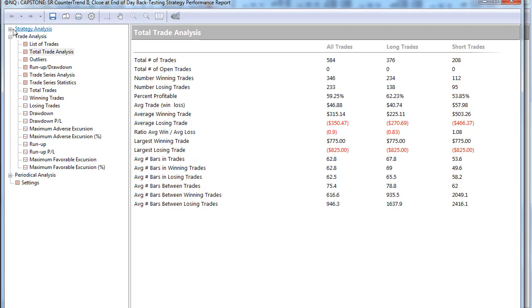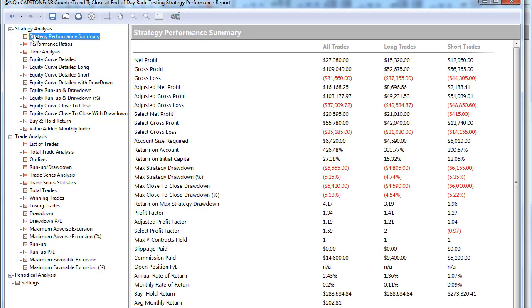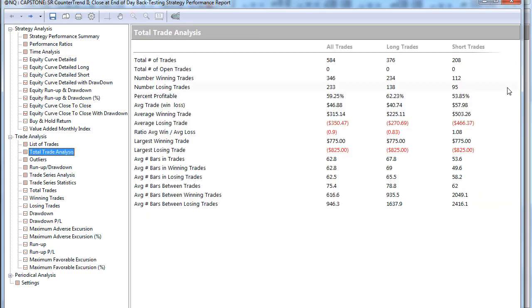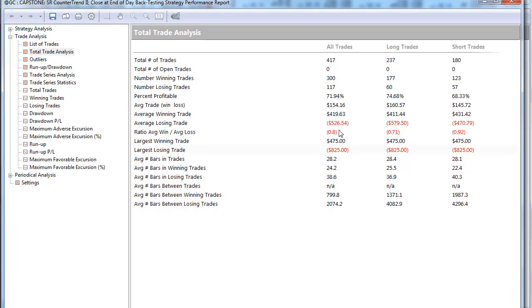Here is the E-mini NASDAQ, SR counter trend 2. Nice numbers there. Equity curve at equity peaks. Here's the total trade analysis. Good average trade profit for the E-mini NASDAQ on a day trade strategy. And we're going to take a look next at gold.